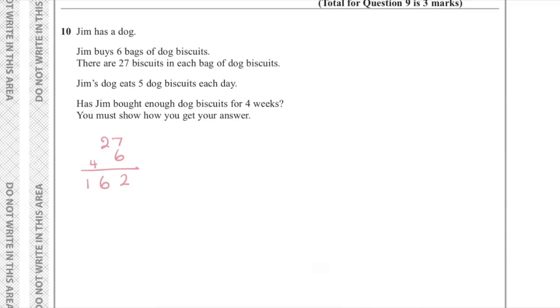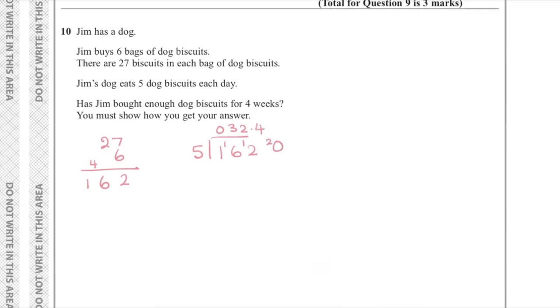He eats 5 biscuits a day. Is there enough for 4 weeks? So we're going to divide 162 by 5. 5s into 1 don't go. 5s into 16, 3 carry 1. 5s into 12 go 2. I've got 2 left over. Add the 0, add the point, and we've got 32.4.